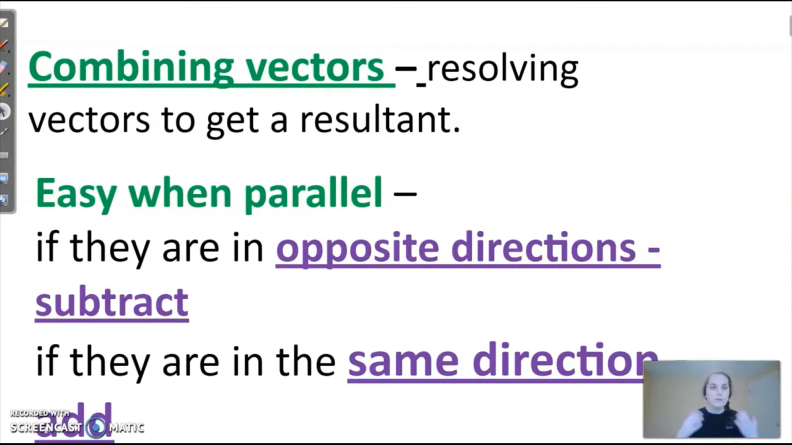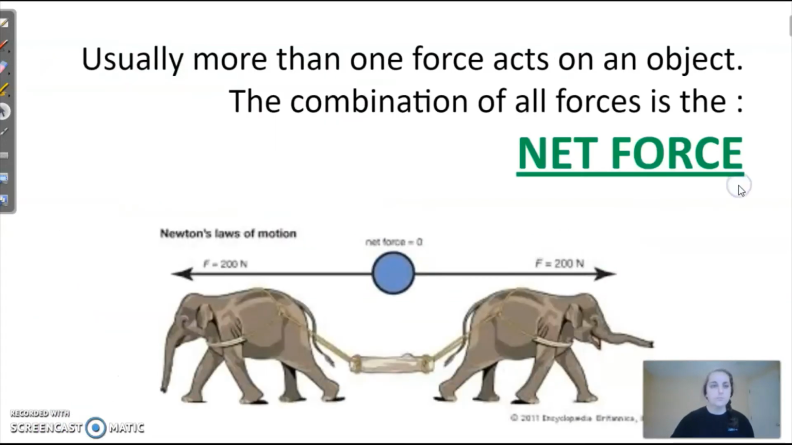When those vectors are parallel, you can either add or subtract them. If they are in opposite directions, you subtract them. If they are in the same direction, you add them. When we do this, we're solving for the net force. Remember that the net force is the combination of all of the forces acting on an object.